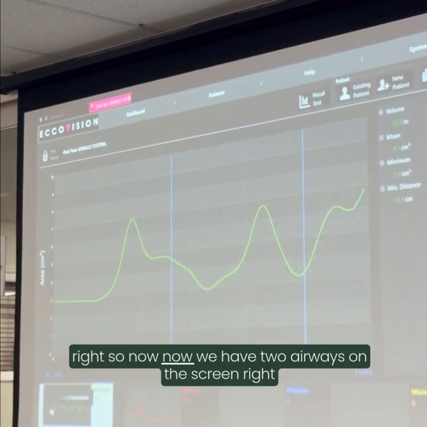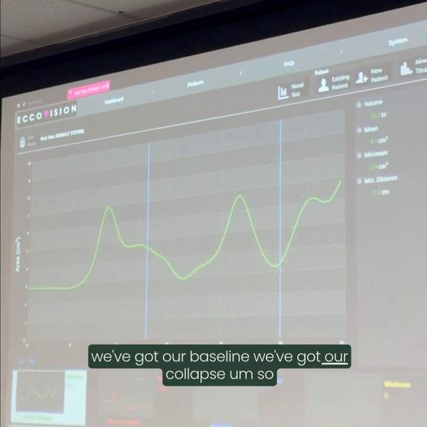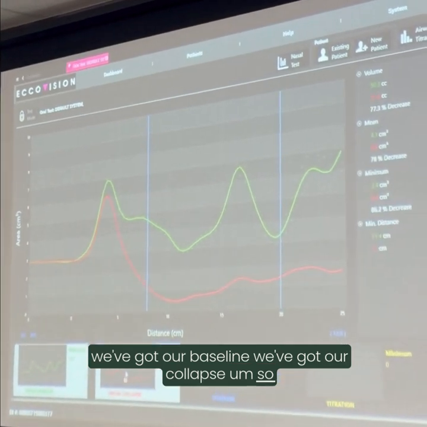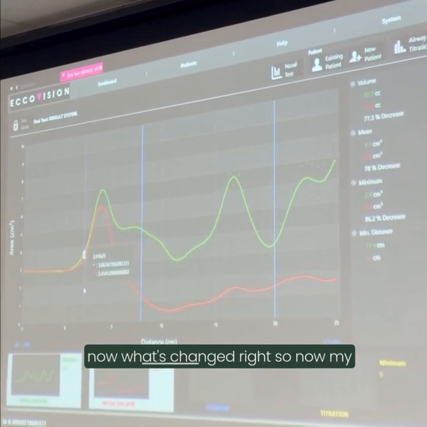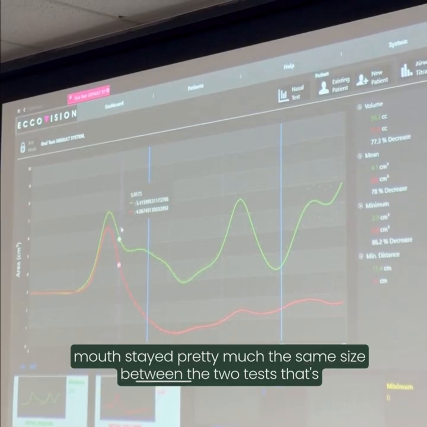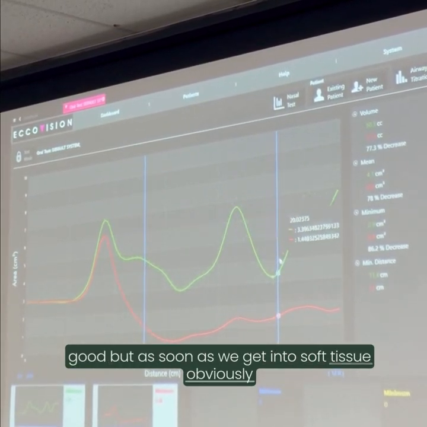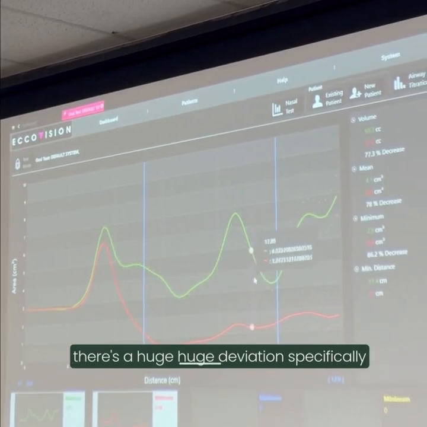All right, so now we have two airways on the screen, right? We've got our baseline, we've got our collapse. So now what's changed, right? So now my mouth stayed pretty much the same size between the two tests. That's good. But as soon as we get into soft tissue, obviously there's a huge, huge deviation.